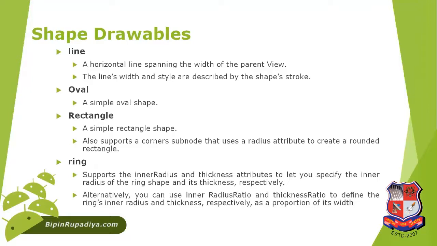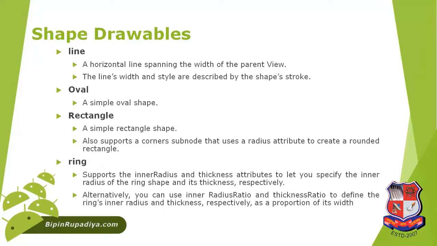So what is a line? It's a horizontal line, and you can specify its style and width by the stroke property of the line. That means you can specify whether you need a solid line or a dotted line, the line color, and the width of the line. Another shape is the oval shape. With the help of oval, you can create a circle, an oval, or an ellipse, those kinds of things.